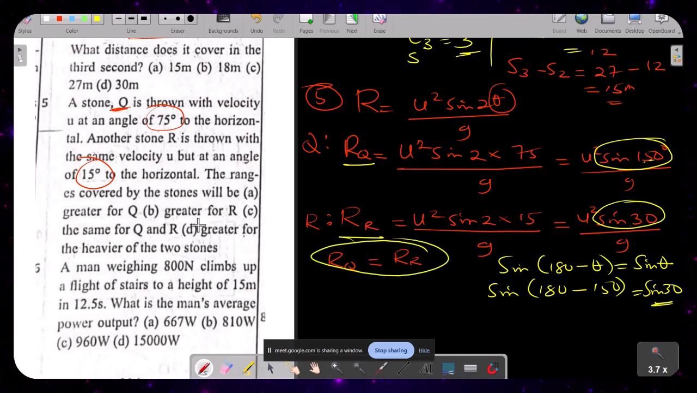So what's the answer to this question now? The range covered by stones. Okay, they say greater than, yes. So the option is what? Option C. So the correct option to this question is Option C. The same for Q and for R. So that is the answer to this question.